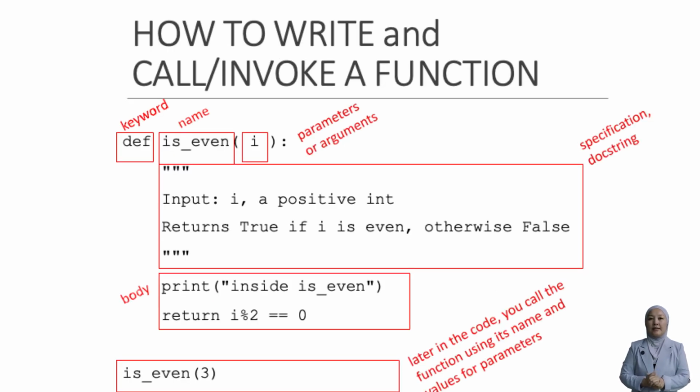Let's see the syntax. You define a function using the def keyword. Look at the example is_even. We write def is_even(i). This names the function is_even and says it takes one parameter i.